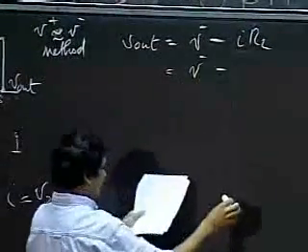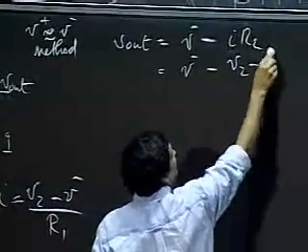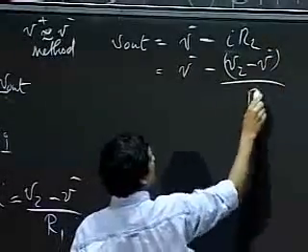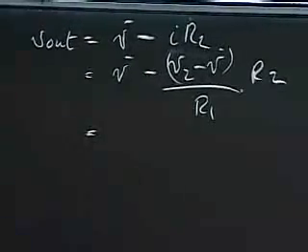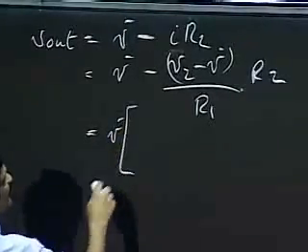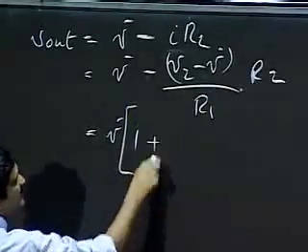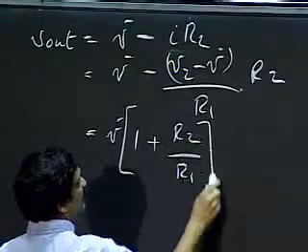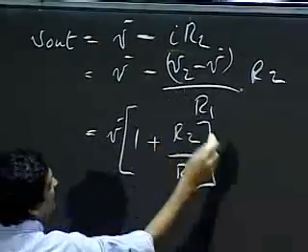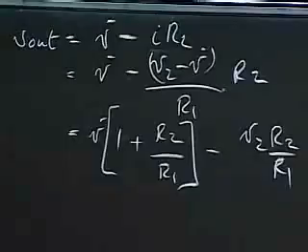So let's go ahead. I know V minus, and I don't know I. Let me substitute for I for now, and that is V2 minus V minus divided by R1 times R2. Let me go ahead and collect all the V minuses. So V minus, I get a 1 here. Minus minus becomes a plus, and so I get an R2 divided by R1 out there. And then I get minus V2 R2 divided by R1. That's V out.